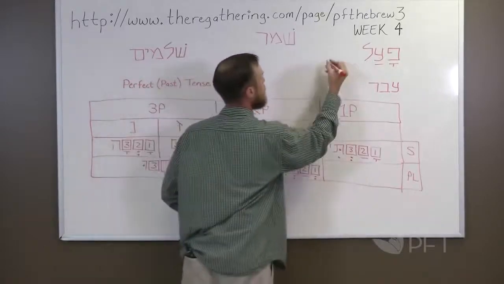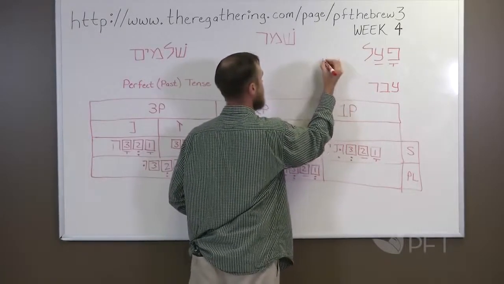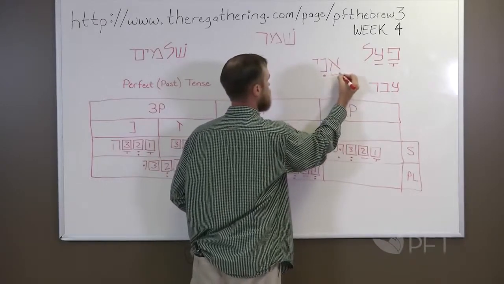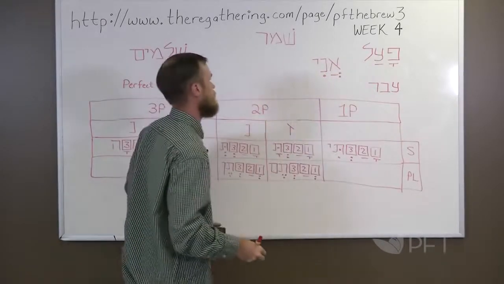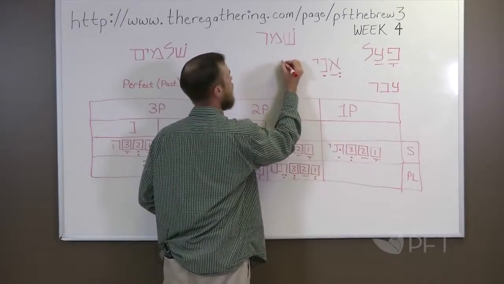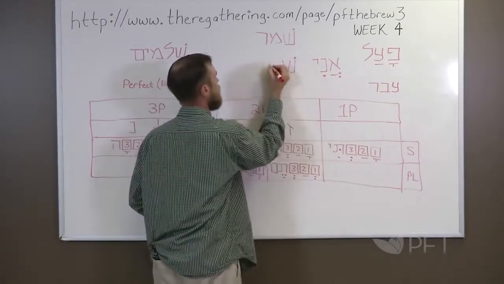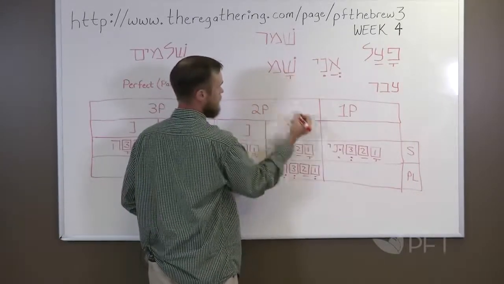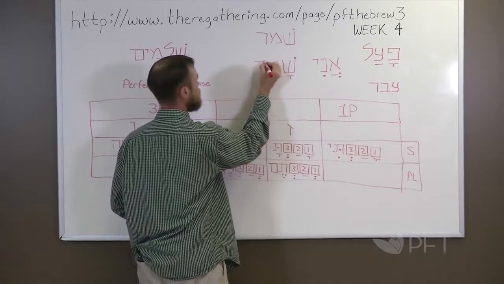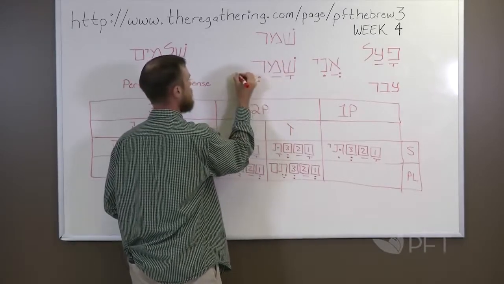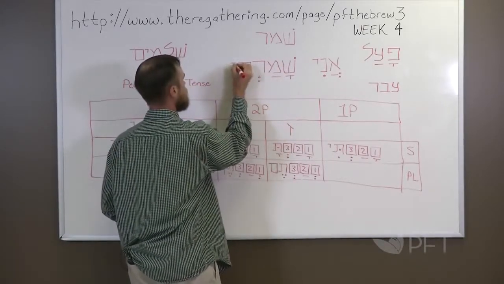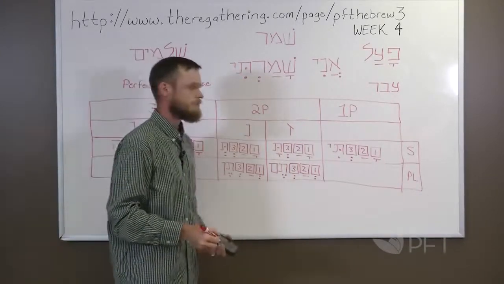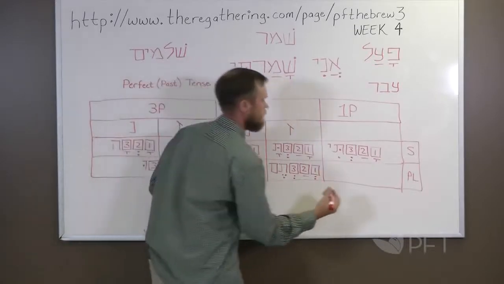Go ahead and rewrite this. So ani is I. We could also say anochi, the full form. But ani is perfectly acceptable. And again, plugging in: first radical, the vowel underneath it. Second radical, the vowel underneath it. Third radical and its vowel. And then our ending. Ani shamarti, I kept.